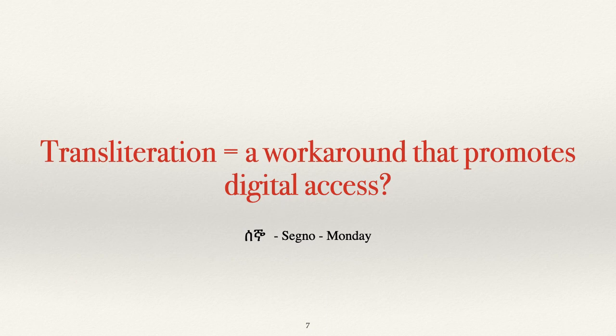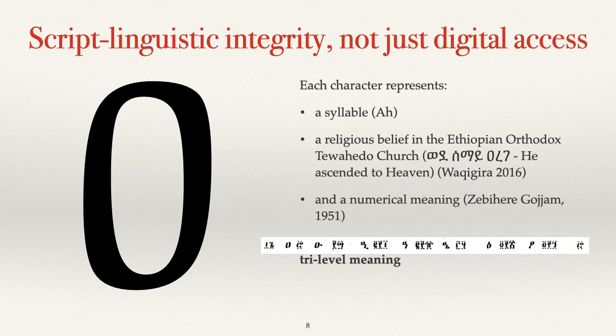Now, we see this transliteration not only in the case of Ethiopian languages, but even in well-supported languages like Arabic. It's called Arabizi or Arabish. And so transliteration, writing in Latin script, what's the problem? You might argue it's a workaround that actually promotes digital access for minority languages. But I would argue that we also need to be concerned not just with access, but with script linguistic integrity.